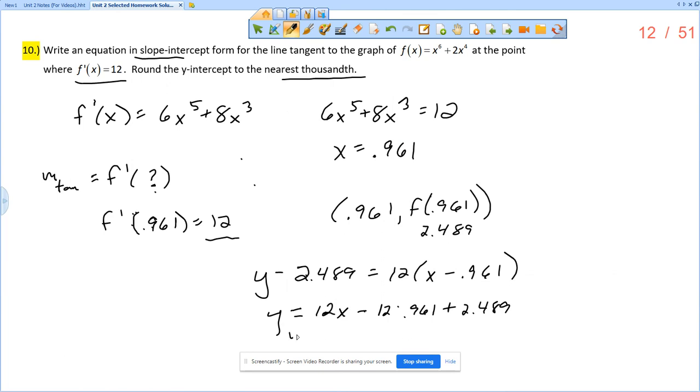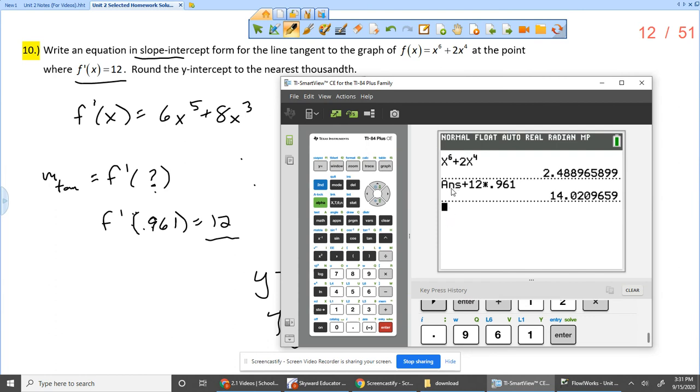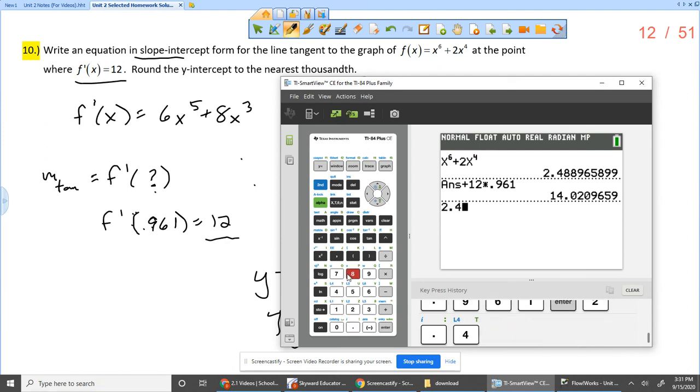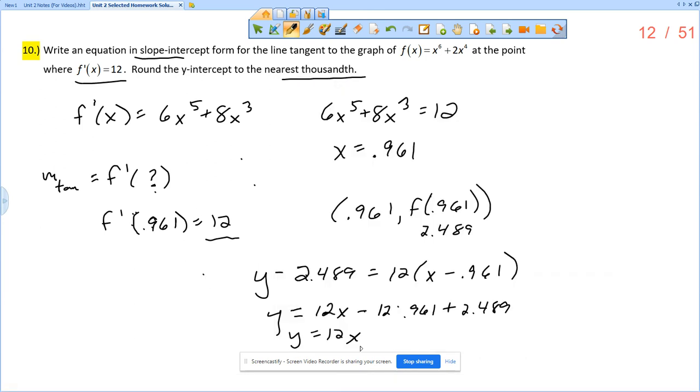If I do that, I get 14.021. So y equals 12x... Oh, that was a minus, so that is incorrect. Sorry, that should have been minus. So I'm going to take my 2.489 and subtract 12 times 0.961. That is negative 9.043. So y equals 12x minus 9.043, and that is my equation in slope-intercept form.